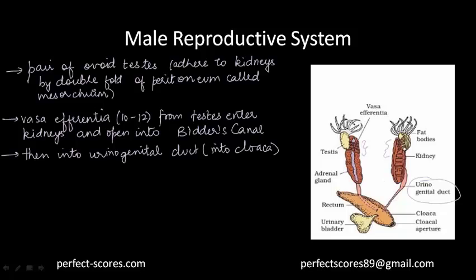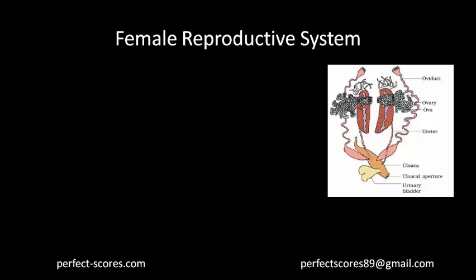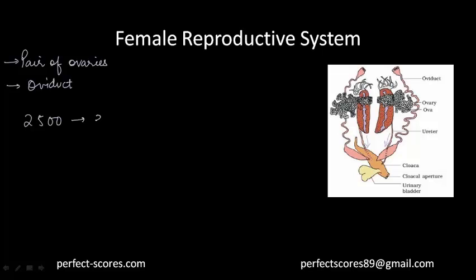Coming to the female reproductive system, here is a diagram for that. The first important part is the ovary. There is a pair of ovaries that are not connected to the kidney in any way, and there is an oviduct that comes from each of the ovaries and opens into the cloaca separately. So you can see one duct coming from here and the other duct coming from here. Now one mature female can produce about 2,500 to 3,000 eggs or ova at a time.